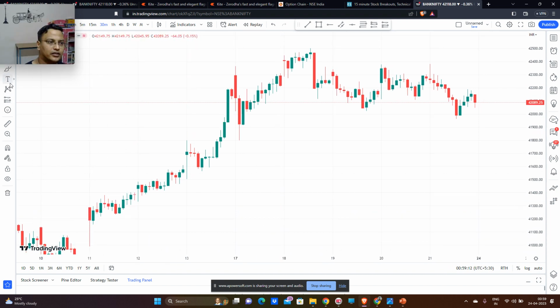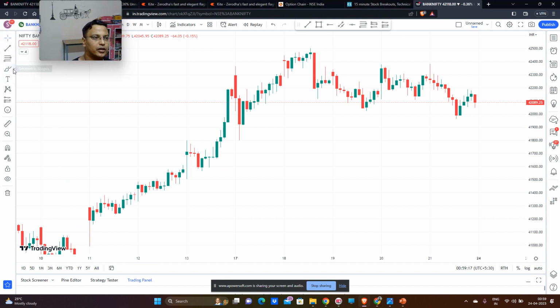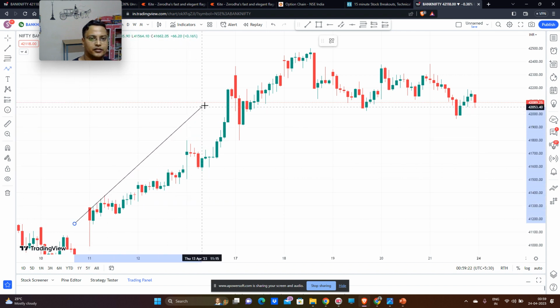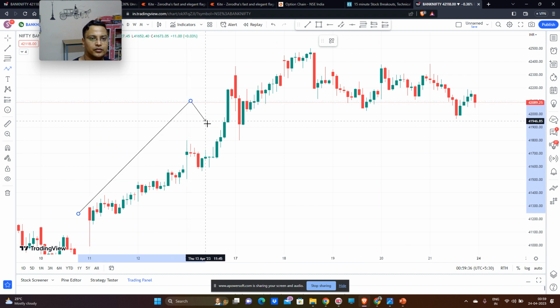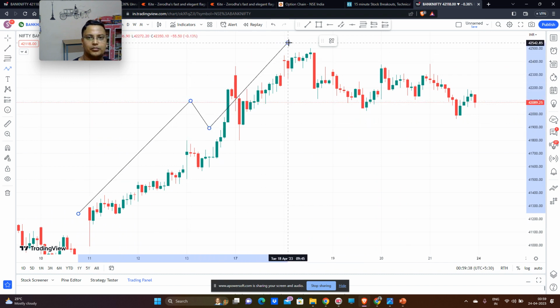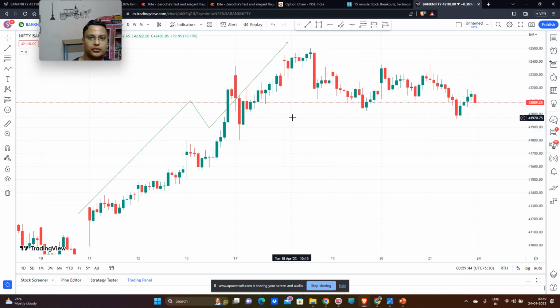In this chart, you can very well see that the market is going up. This is the direction of the market. Again it is coming down, now it is going up. I can change the color to green so that you can see it more clearly. So this is a bull market, or the bulls are in control.